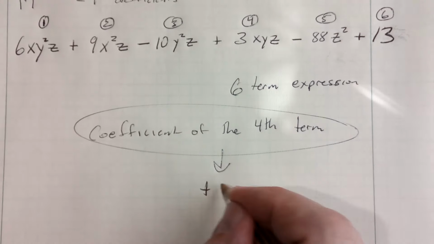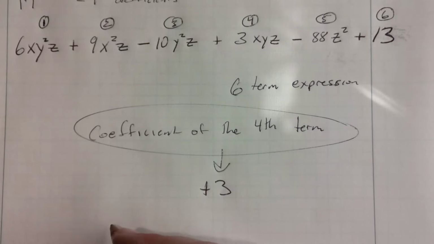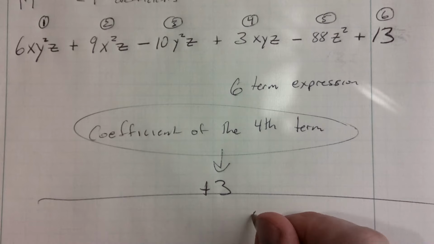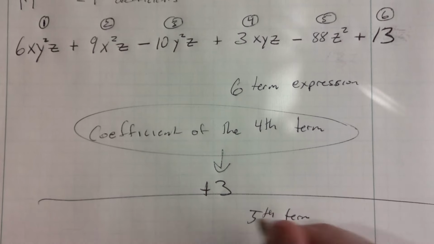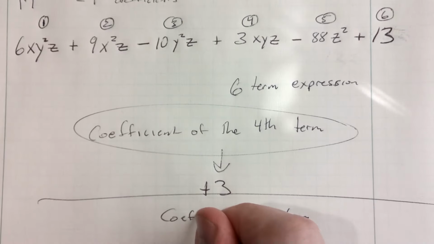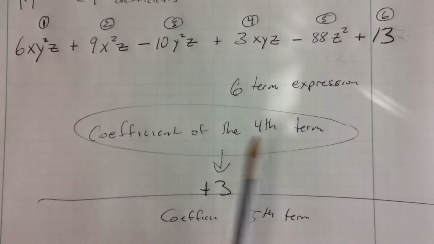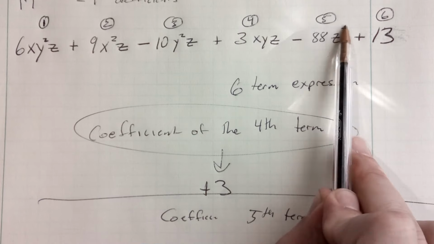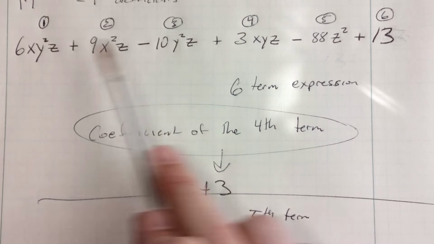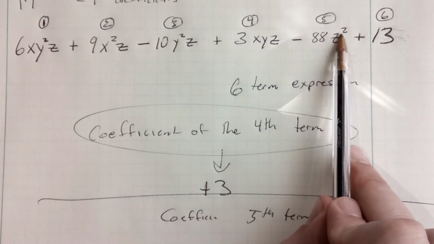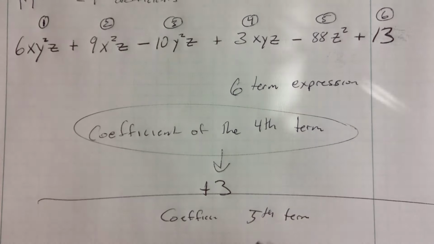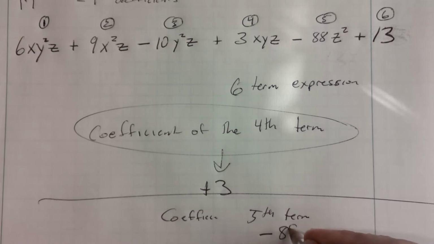If I asked for the coefficient of, let's say, the 5th term, then I'd have to go to the 5th term and look at the number in front of the variables. That z squared has nothing to do with the exponents, by the way, the coefficient. And in front of the z squared is a negative 88. Remember, always include the sign. So the coefficient of the fifth term would be a negative 88.